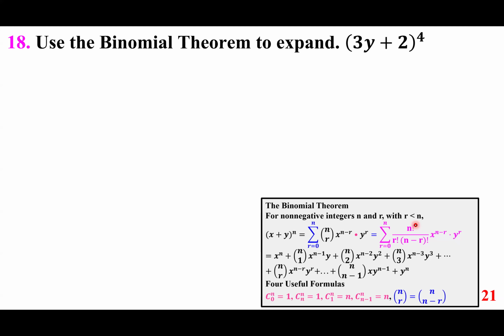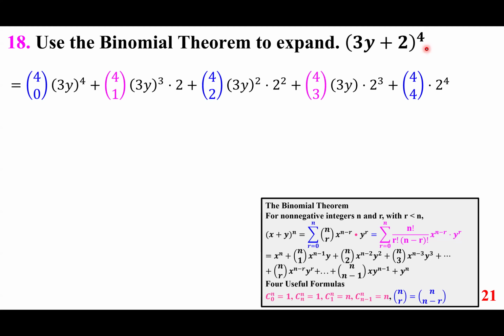And I want to write the combinations. So n is 4. We start with 4C0, the first one to the power of 4. The next one, I don't write it because it becomes 1. 4C1, 3y cubed, 2 to the power of 1. 4C2, 3y quantity squared, 2 squared. 4C3, 3y times 2 cubed, 4C4, 2 to the power of 4. This is just following the expansion.